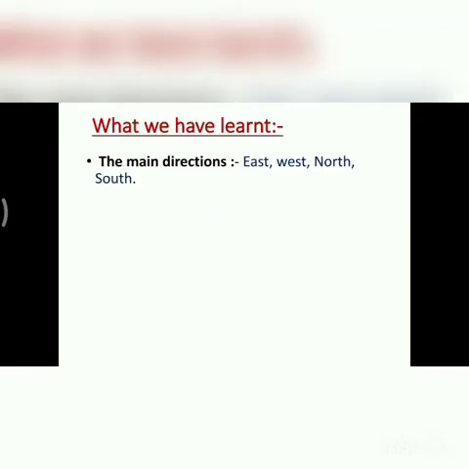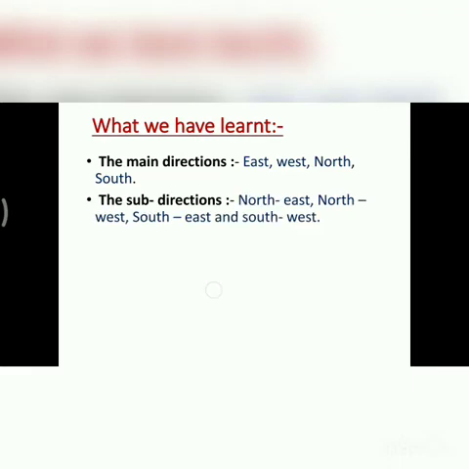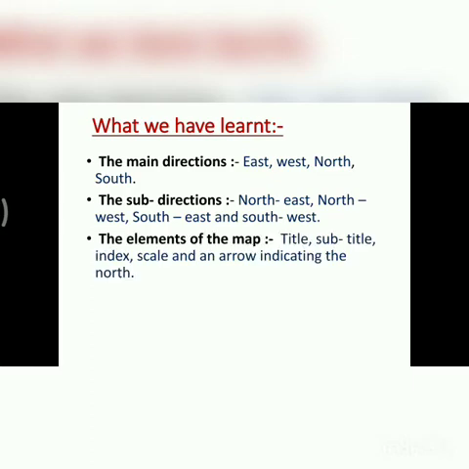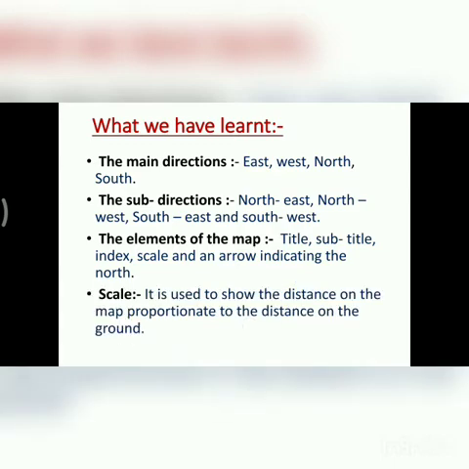Understood, students? See what we have learned today. The main directions: east, west, north, south. Subdirections: northeast, northwest, southeast, and southwest. The elements of the map: title, subtitle, index, scale, and an arrow indicating the north. Lastly, we have studied the scale. It is used to show the distance on the map proportionate to the distance on the ground.